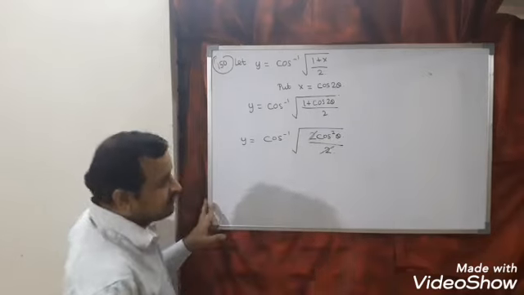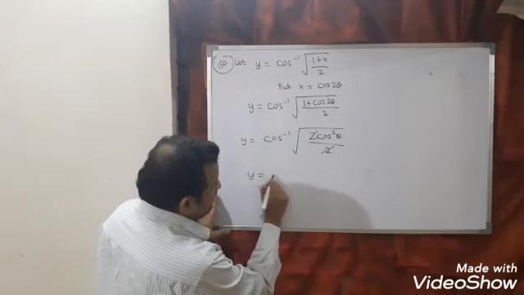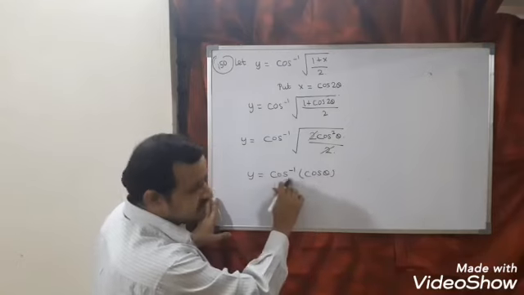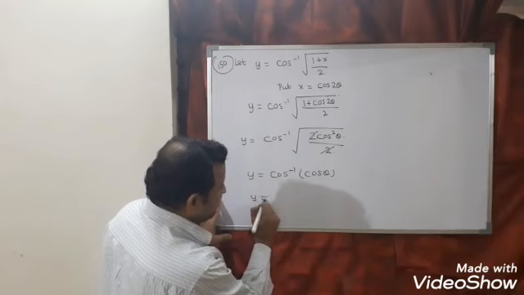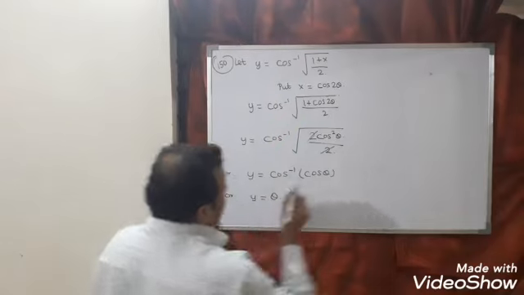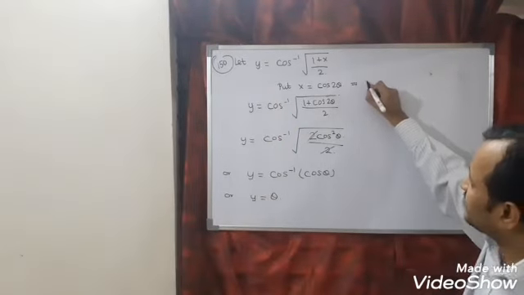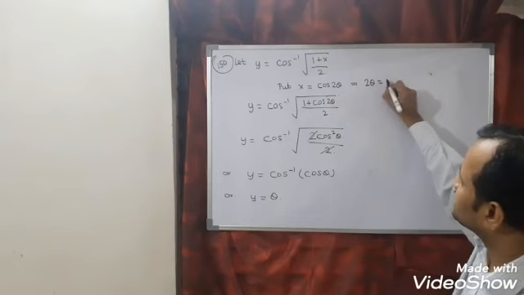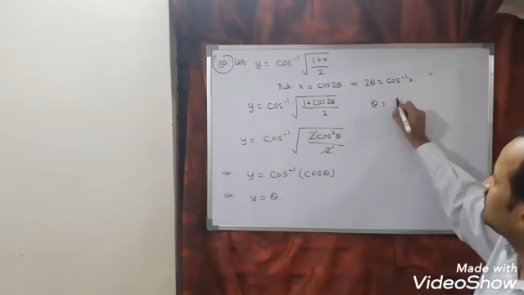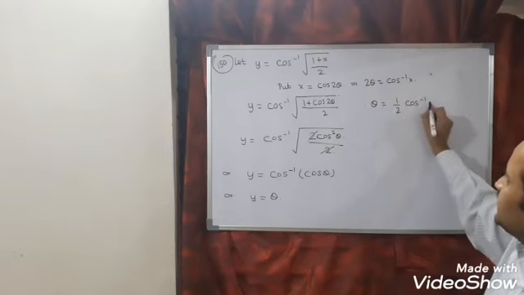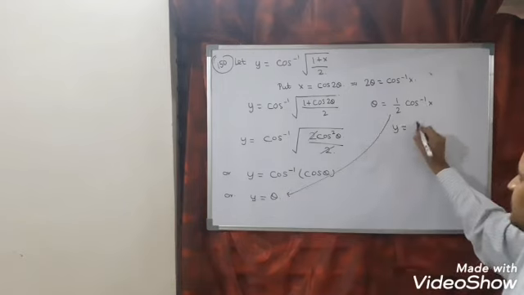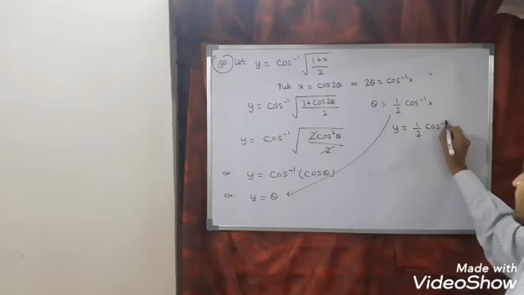So 2 will get cancelled, square root will get cancelled. So y is equal to cos inverse of cos theta. This cos inverse and this cos will get eliminated, and finally what you will get, y is equal to theta. But what is theta? Now see here. From this, can I say 2 theta is nothing but, cos will go that side, it will become cos inverse x. Or what is theta? Theta is nothing but 1 by 2 times cos inverse x. So this value I am keeping here. So here I can say y is equal to 1 by 2 into cos inverse x.